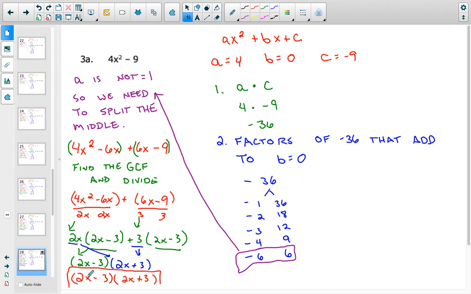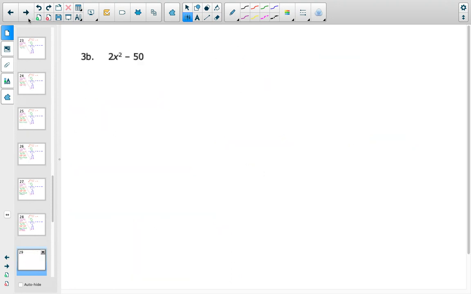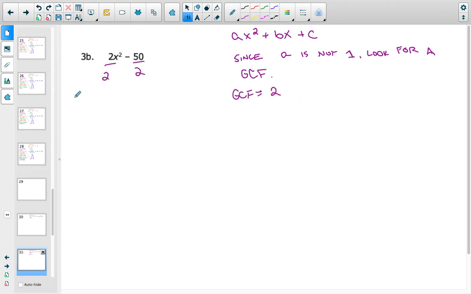Example 3b. Again, I'm looking for a GCF to start, and it looks like in this case I do have a GCF. I can divide both of these. My GCF is 2, so I'm going to divide by 2. My GCF goes outside of my parentheses, and then I divide. 2 divided by 2 becomes 1, so I have x squared. Negative 50 divided by 2 is negative 25.